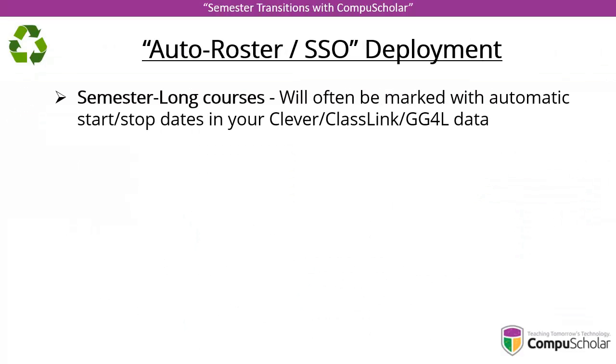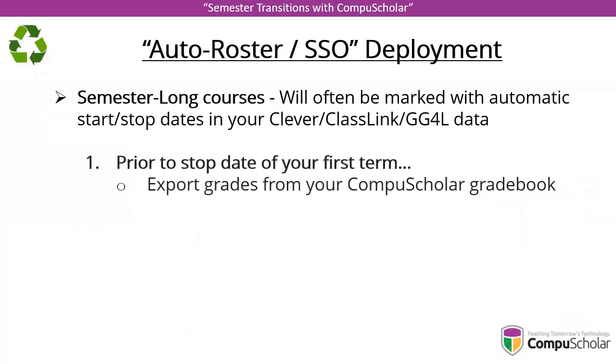Now, if you're in this automatic rostering and single sign-on deployment for semester-long courses, what you want to realize is that these semester-long courses are usually marked with some sort of term dates in your roster data. So your roster is going to tell us that your semester 1 term starts on a certain date and stops on a certain date, and your semester 2 will then pick up on a new start date, and then end on a new end date. So we do actually pay attention to those dates in the sync, and that becomes a little bit important.